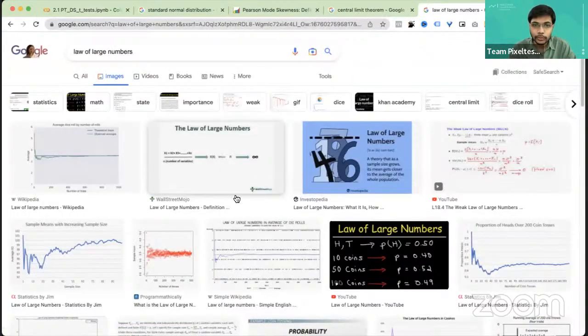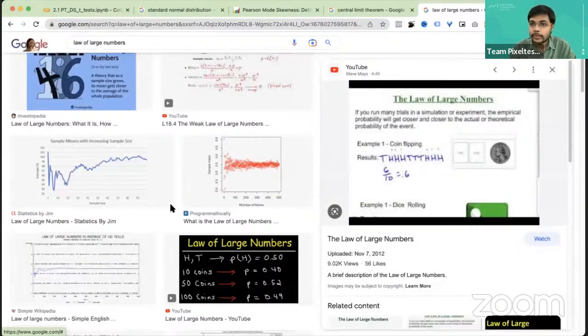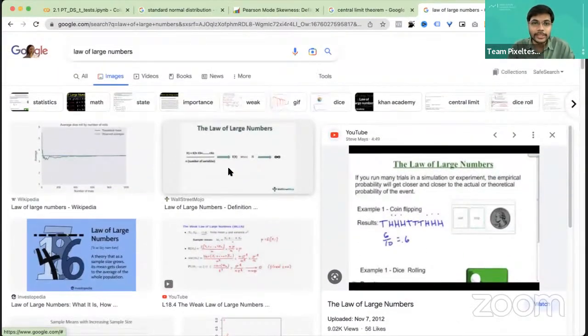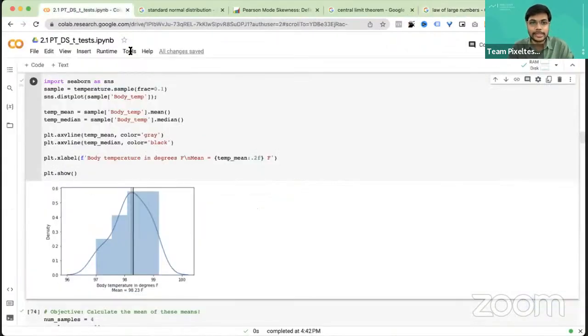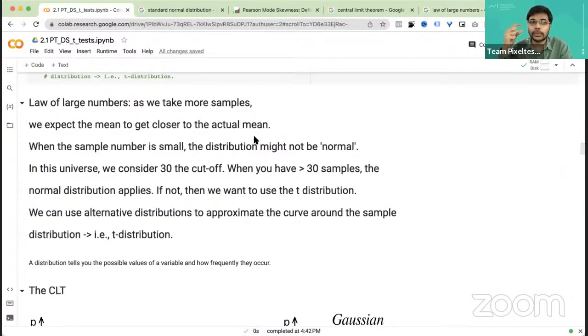What the law of large numbers states is, if you run many trials in a simulation or experiment, the probability will get closer and closer to the actual or theoretical probability of the event, right? So if this concept is clear, type C in the chat box. It is simple: the more samples we take, the mean of all of it will be closer to the actual mean, right?